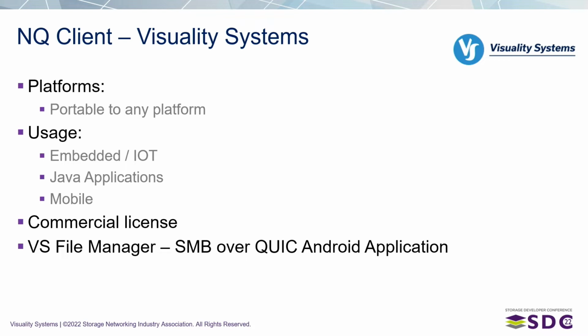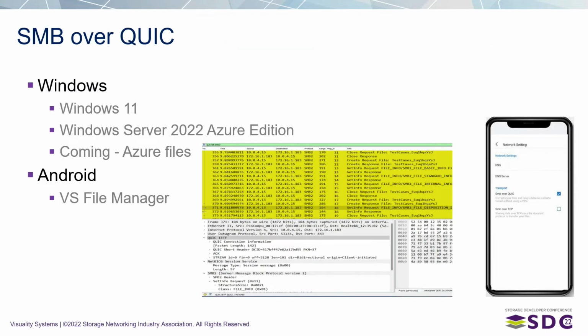And one more thing that we will present here is the Visuality Systems Android file manager, a new file manager that supports SMB over QUIC. And I will explain about SMB over QUIC now for those of you who are not familiar with that. SMB over QUIC is an entirely new protocol. It's an alternative to TCP. It comes with a built-in TLS 1.3 encrypted VPN and allows connectivity from Windows and, as I mentioned, Android to access data over the internet.